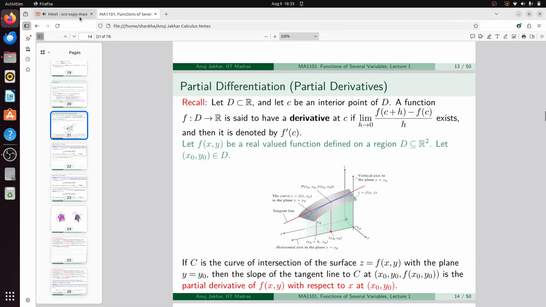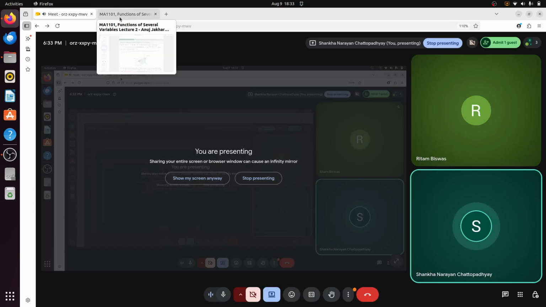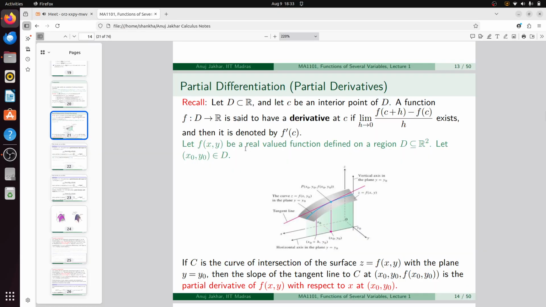Okay, is my screen visible to you? I think I have not shared my screen. Yes, I have shared my screen. Is my screen visible?